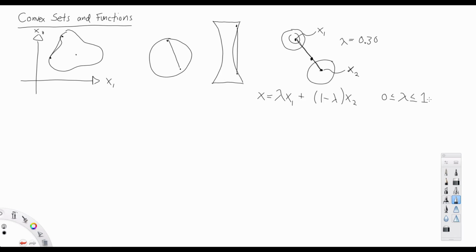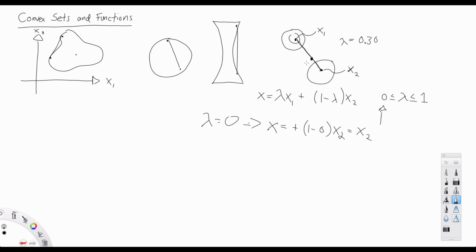What happens if lambda is 0? If lambda is equal to 0, then x is going to be equal to x1 times 0, so that term goes away, plus 1 minus 0 times x2, or x2. So at lambda equals 0, we are at x2. And you can see similarly that if we are at lambda equals 1, then we're at x1. And if we're somewhere in between, you can go through to see that, yes, we are in fact at a point on this line in between these 2 points.